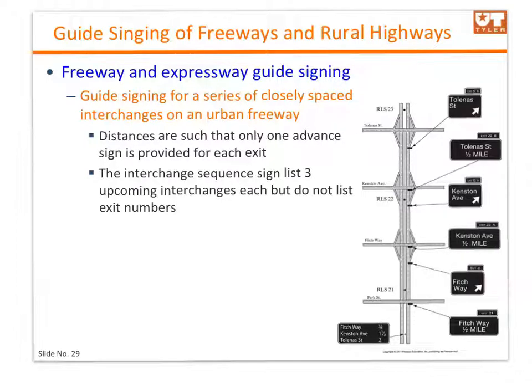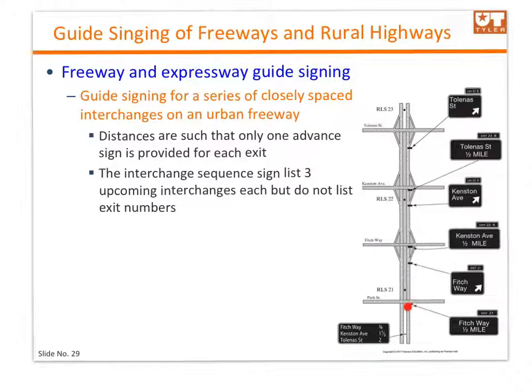In urban settings we have the chance to put it once if possible, otherwise it's going to be very confusing because the interchanges and the exits are pretty much every single mile. So as I said, distances are such that only one advanced sign is provided for each exit. The interchange sequence sign must list 3 upcoming interchanges each, but do not list exit numbers. For example, once you arrive here, you're going to say that Fitchway is 3/4 of a mile, Kingston Avenue is 1.5 miles, and the third destination within 2 miles.